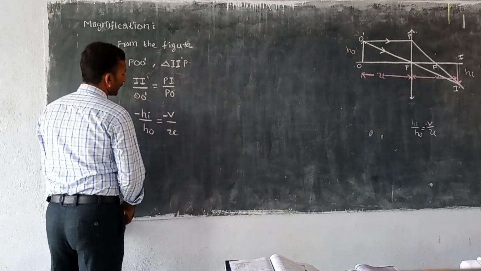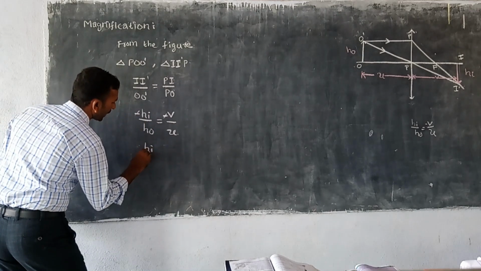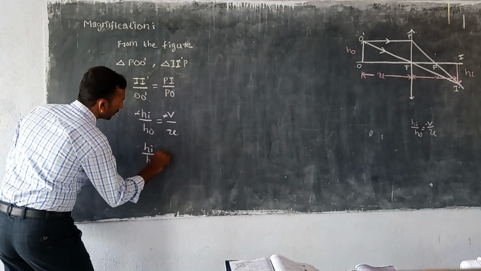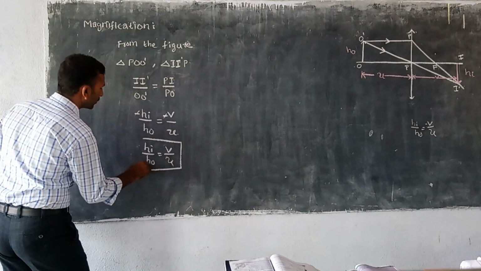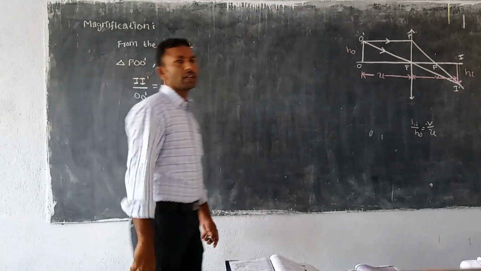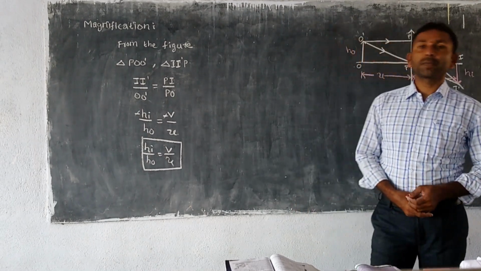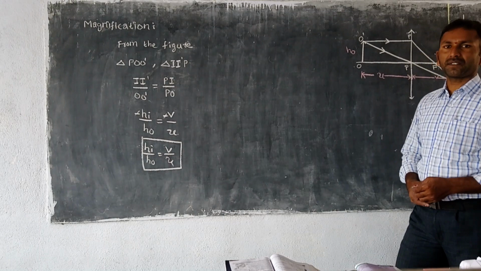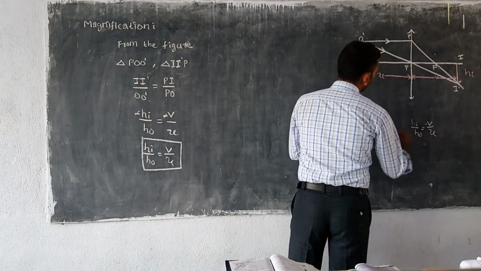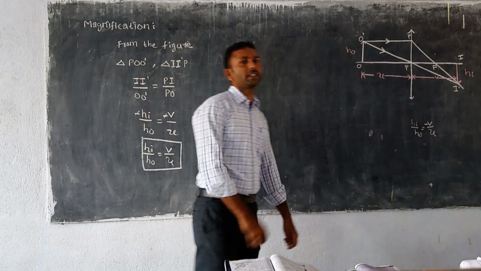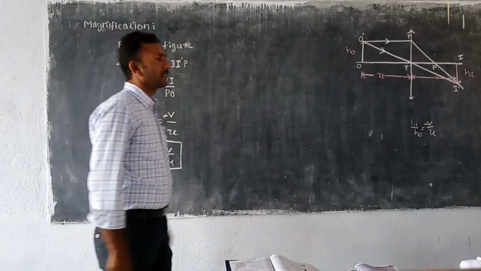We can write the sign conventions, and both the minus values cancel, and we can write hi by h naught equals v by u. This is the magnification value for a convex lens. And what is the magnification for a concave mirror, which we learned in the first class? That is hi by h naught equals minus v by u. This is the mirror magnification, and the previous one is for the convex lens.